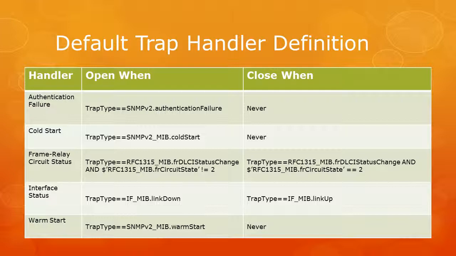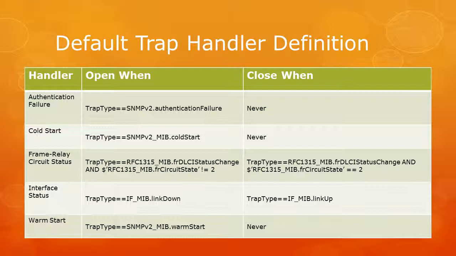One example I should explain is the frame relay circuit status trap handler. This looks for a trap with trap type RFC 1315 MIB FR DLCI status change, frame relay DLCI status change. In addition to looking for a trap of that type, NetVoyant also looks for a specific value in a specific binding in order to match the trap handler. In this case, it looks for a value other than 2 in the FR circuit state binding to open the alarm, and a value of 2 in that same binding to close the alarm.